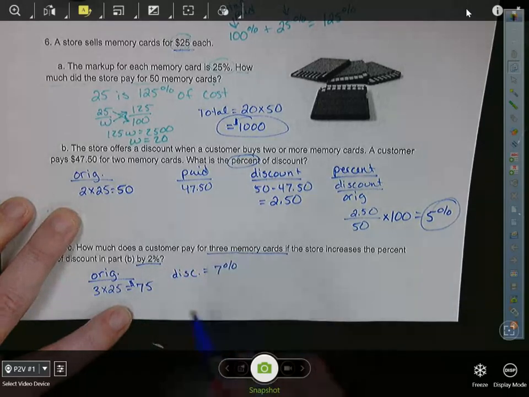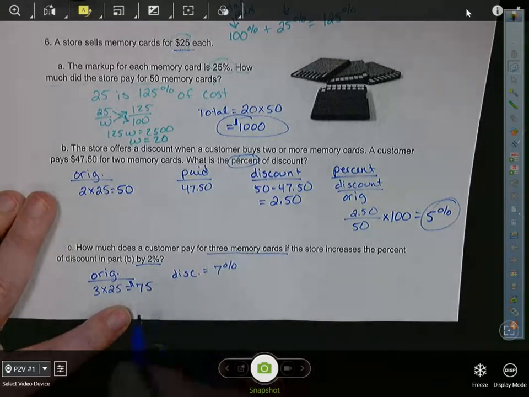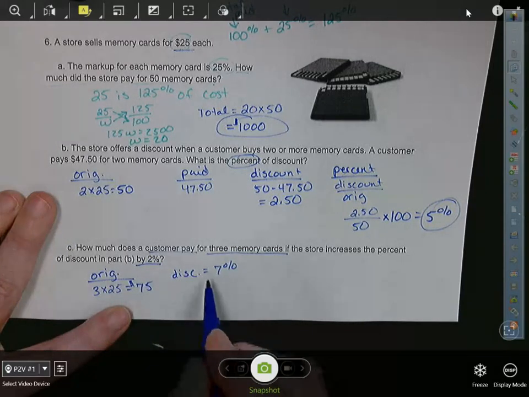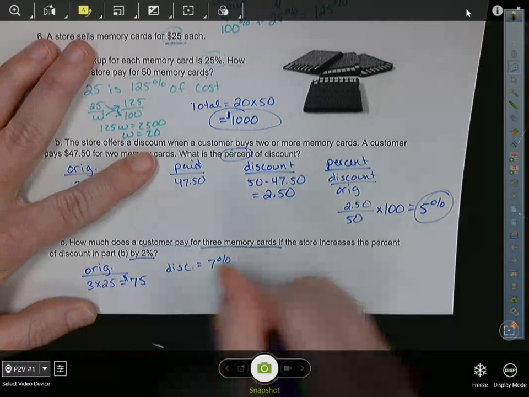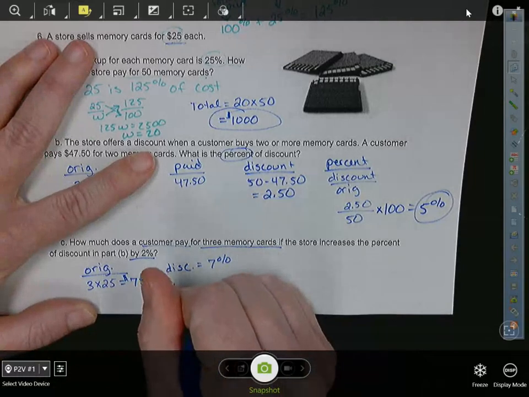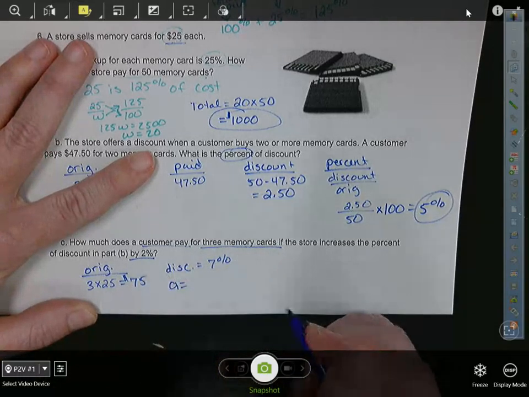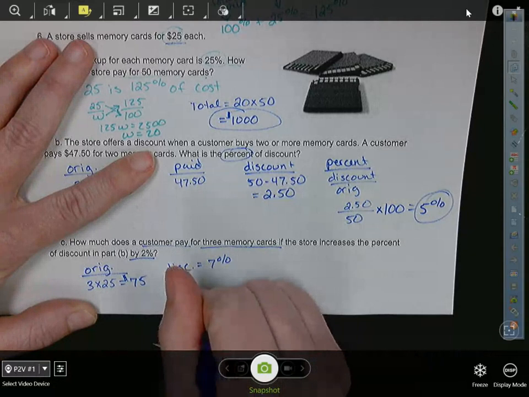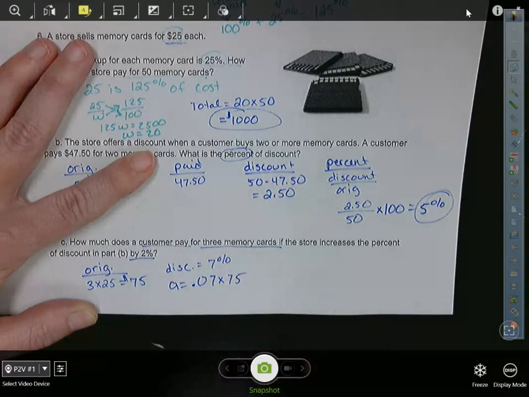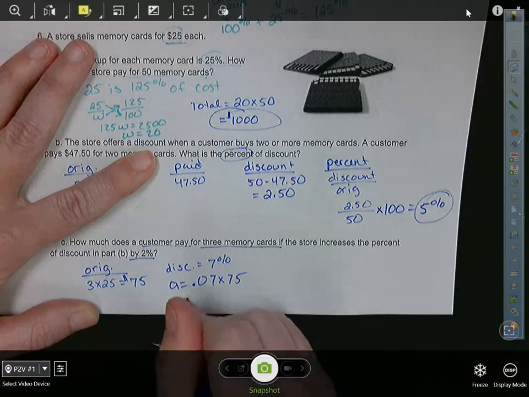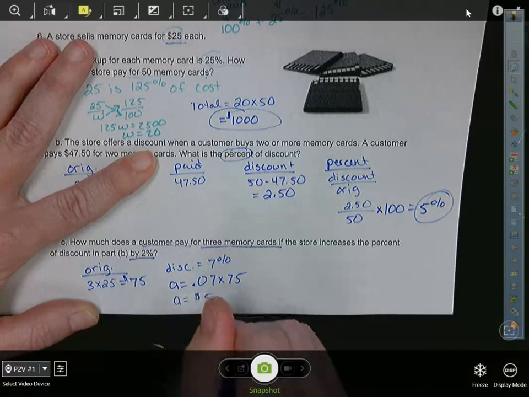So in order to find out how much they pay, I need to figure out how much their discount was. To figure out their discount, I would do the percent equation. So 7%, which is 0.07 times 75. And so they would get a discount of $5.25.